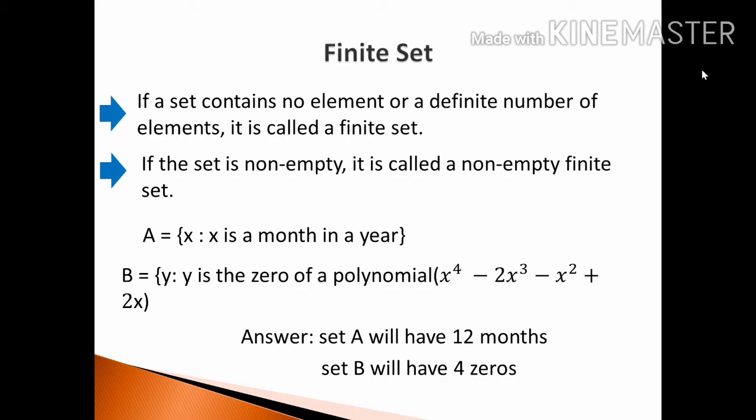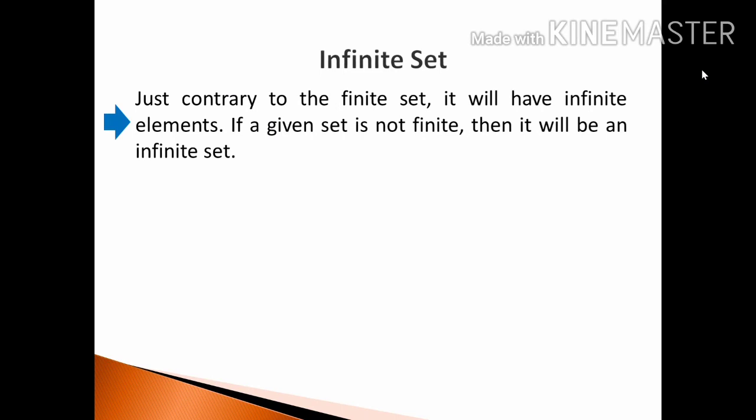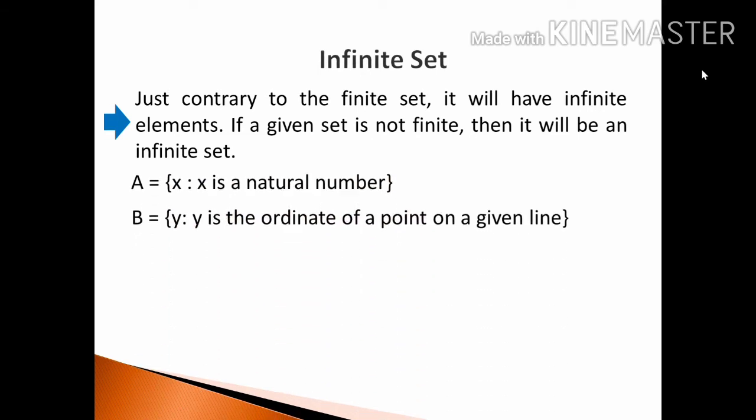Now let's proceed with the opposite of the finite set, and that is the infinite set. If a given set is not finite, then it will be an infinite set. Let us have these two examples. Set A is the set of all x such that x is a natural number. Set B is the set of all y such that y is the ordinate of a point on a given line. So we know from our previous presentation that natural numbers start from 1, 2, 3 to positive infinity. So that makes it an infinite set.